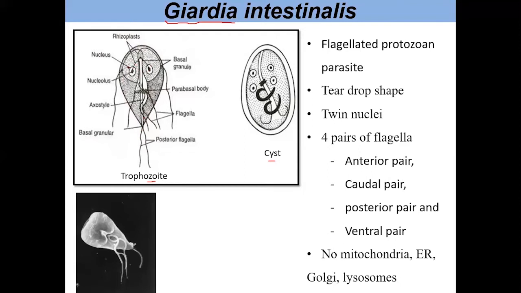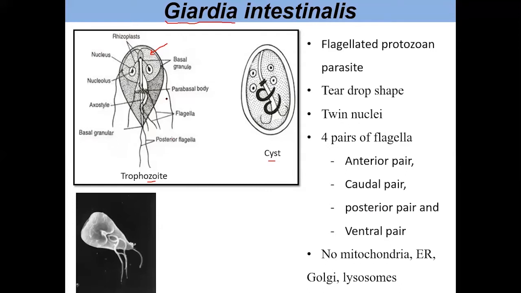These are the two nuclei, and it has a ventral anterior sucking disc. This species is nearly flattened, so on the ventral side we can see the sucking disc. This is one kind of parasitic adaptation in Giardia. They have a ventral sucking disc, and they are known as flagellates because they have four pairs of flagella: anterior pair, caudal pair, posterior pair, and the ventral pair.